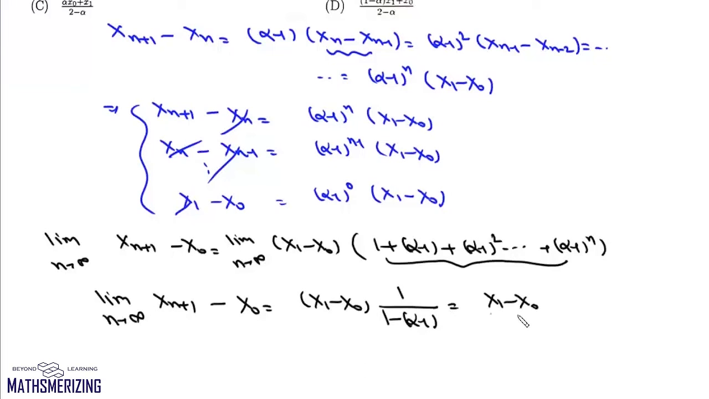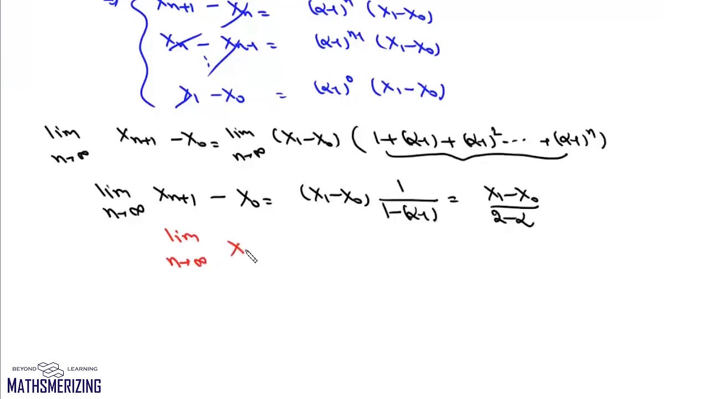We can write this limit n tends to infinity of xn plus 1 as x1 minus x0 upon 2 minus alpha and then plus x0. So it will be x1 plus 1 minus alpha x0 upon 2 minus alpha, and that's your option B.